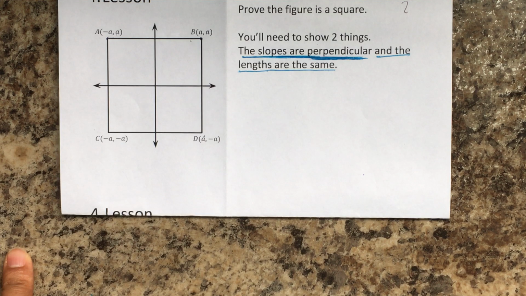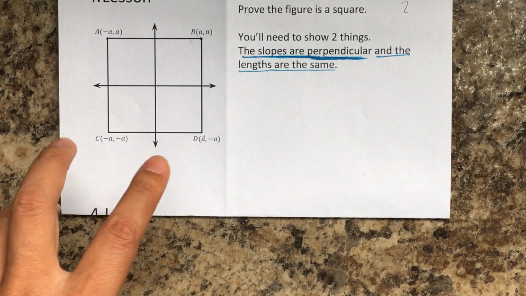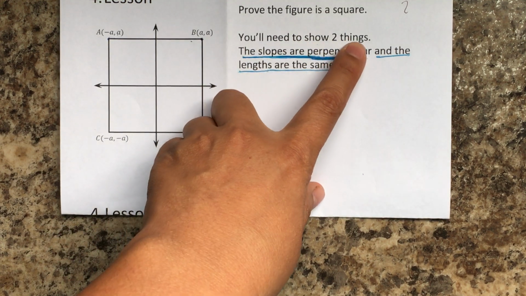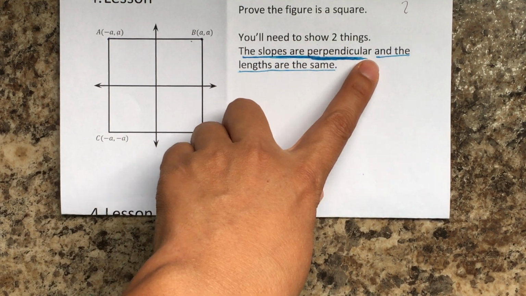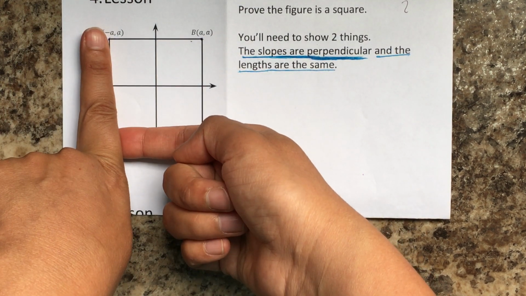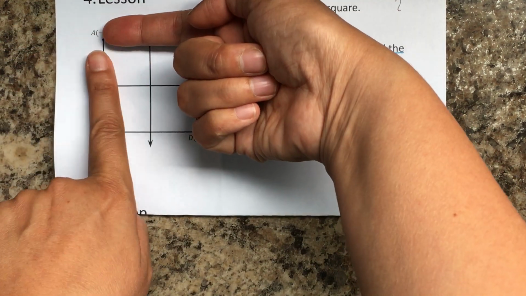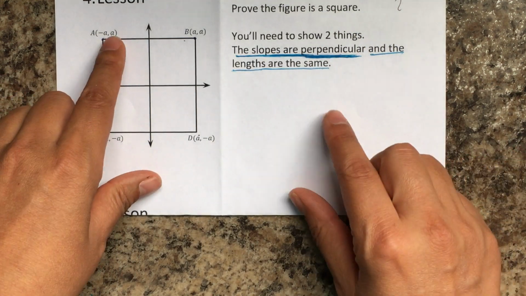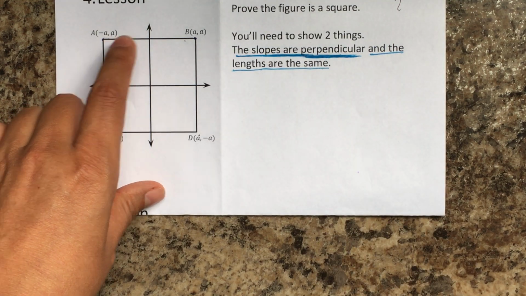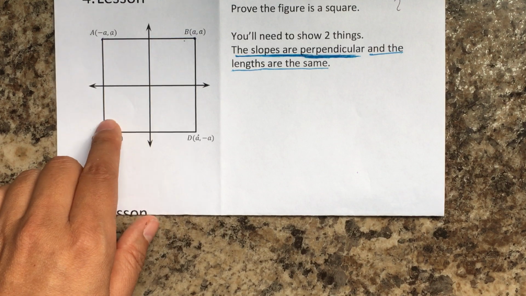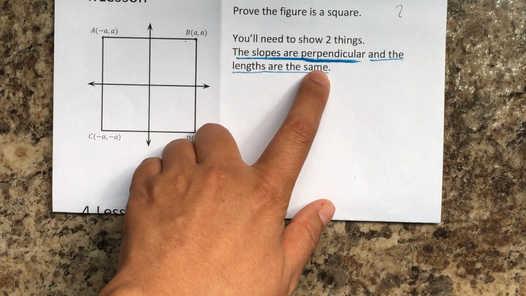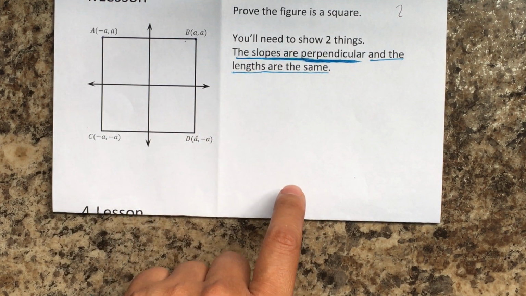And so we already learned that the slopes, it says you'll need to show 2 things. The slopes need to be perpendicular. Okay, so these should be perpendicular. This should be perpendicular. This should be perpendicular. Perpendicular means that they form right angles. We already know that if a figure is a square, then they have to have 4 90-degree angles. And they also need to show that they are the same length. So we're going to show the slopes first.